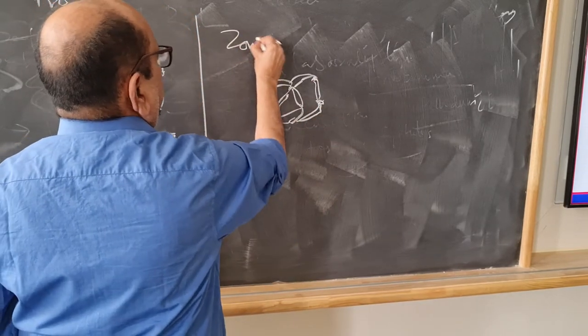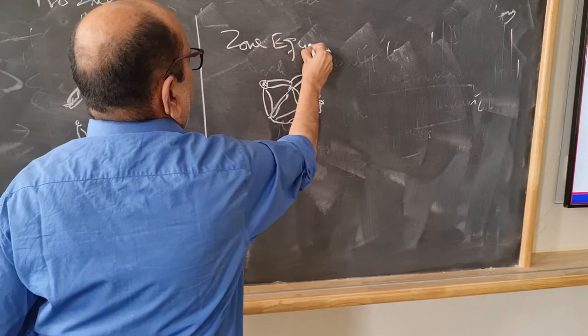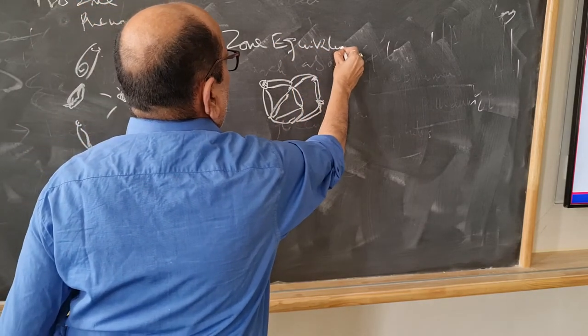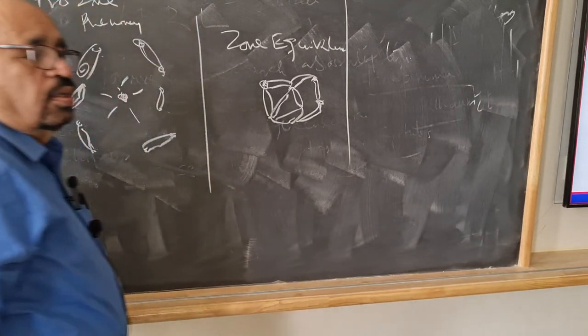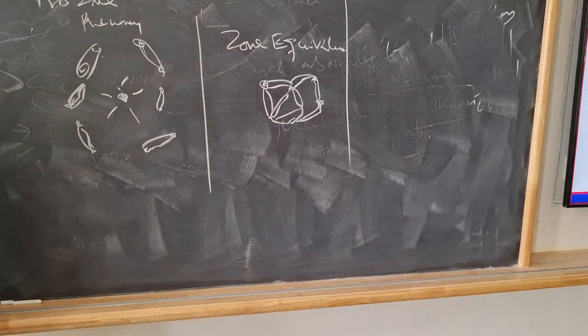This is called as zone of equivalence. Next is zone of equivalence. When antigen and antibody are in optimum proportion, there is a good amount of lattice formation. Good amount of reaction is seen. This is called as zone of equivalence.